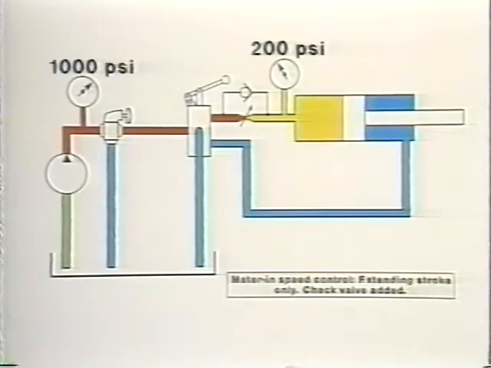Now let's assume the workload changes. Maybe we have a pressing operation where the density of the material increases. This represents an increase in the workload. Let's say those workload forces go up to 4,000 pounds. This means our pressure here goes to 400 psi. However, this pressure is still fixed at 1,000 psi, the relief valve setting. The pressure difference across our orifice now is only 600 psi, and the question is, will 600 psi push as much oil through that opening as the 800 did? And the answer is no.